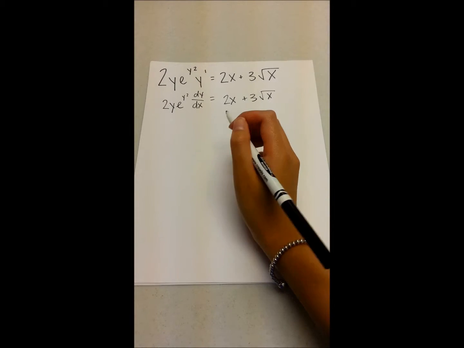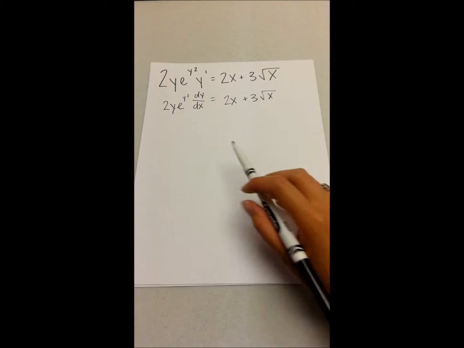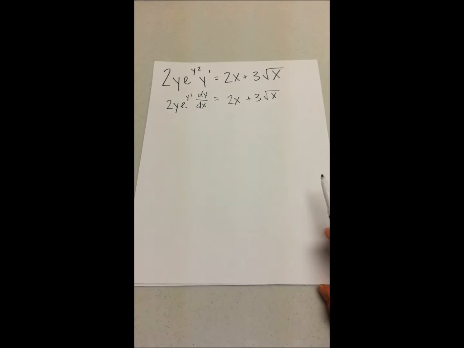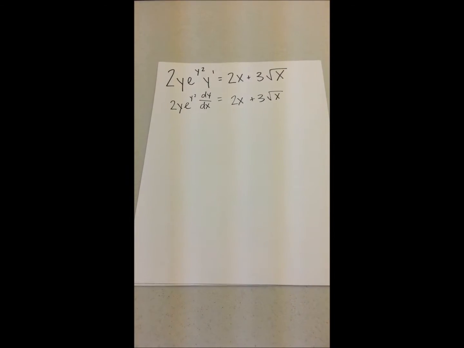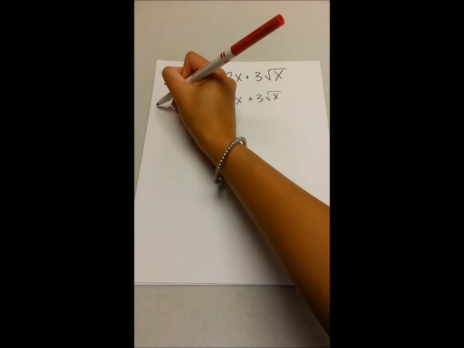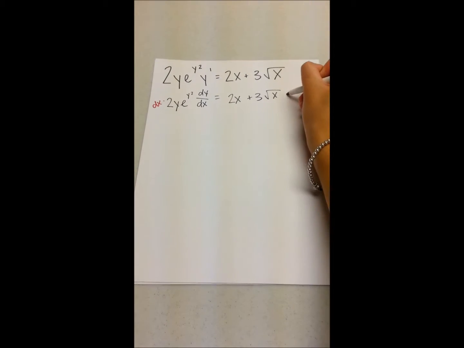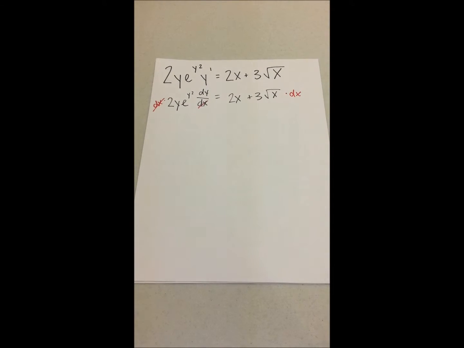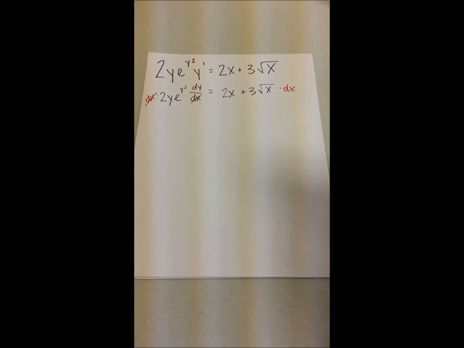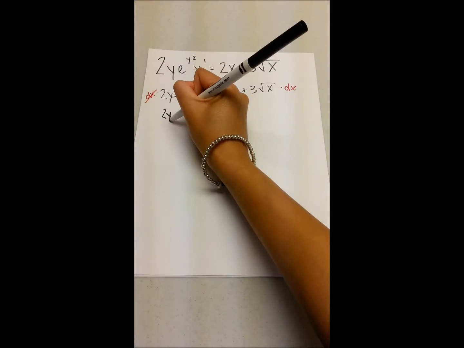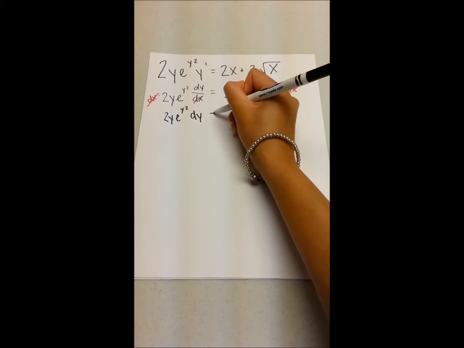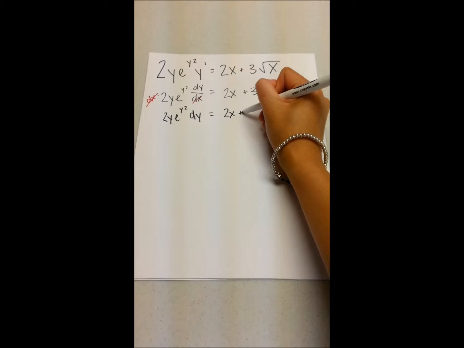To do that, we only need to get dx on the other side, the rest would be good. So we'll multiply both sides by dx. Now this dx and this dx can cancel out. So on this side we're left with 2y e^(y squared) dy equal to 2x plus 3 square root x.